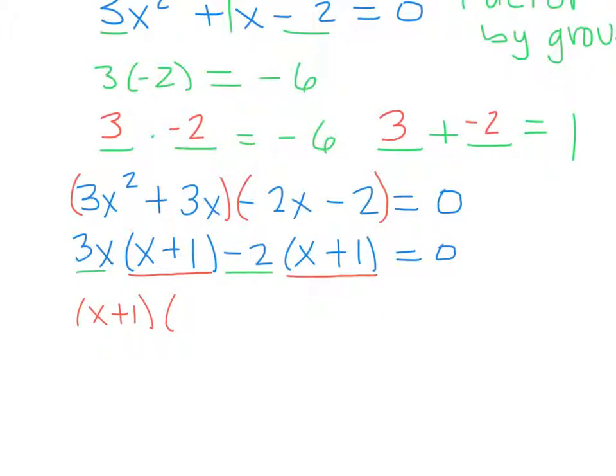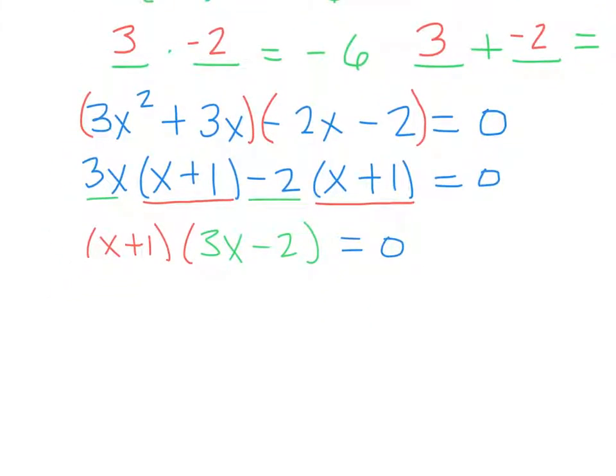So our other factor is 3x minus 2. All right, and that's equal to 0. Okay, so we have factored. Now we go on to step 3, which is where we take these factors and set them equal to 0. We have two simple linear equations that we can solve for x.